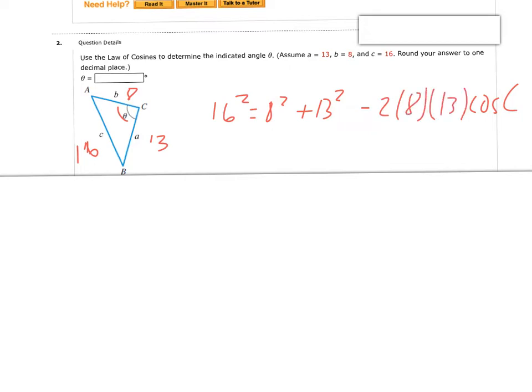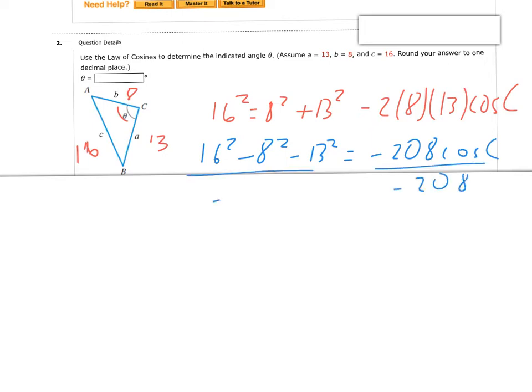Okay, great. So first thing we're going to do here is subtract these over. So I'm going to say 16 squared minus 8 squared minus 13 squared equals negative, actually, I can multiply all that together if I want. 2 times 8 times 13 is 208, cosine of big C. So then I'm going to divide that by negative 208 on both sides. And then I just have to get rid of the cosine.